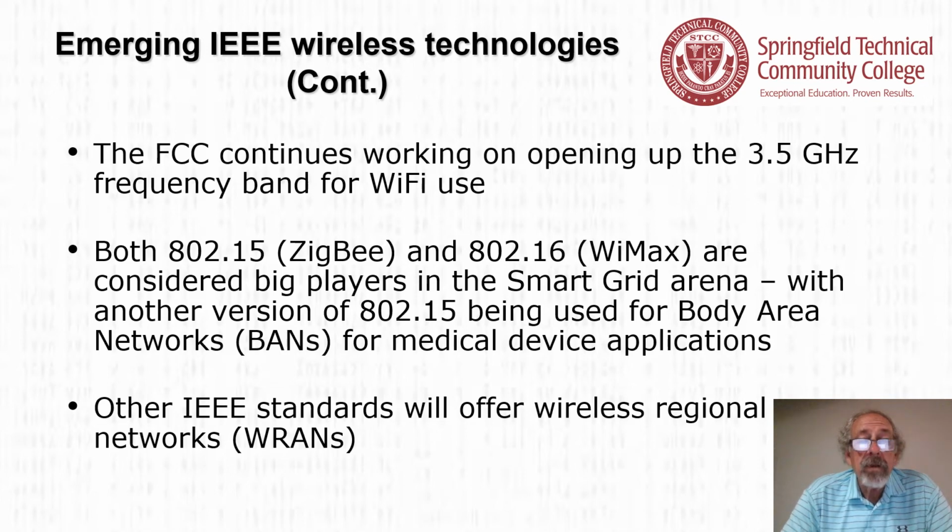Both 802.15, which we call Zigbee, and 802.16 WiMAX are considered big players in the smart grid arena. Comment about WiMAX: WiMAX got a real blowback about 4 or 5 years ago when it was discontinued by Sprint. But still, it's a big player in the smart grid arena for backhaul. And it'll probably be a niche player for other things. There's another version of 802.15 being used for body area networks, which we call BANs, for medical device applications. A lot of activity in that area right now. Other IEEE standards will offer wireless regional area networks, which we call WRAN.